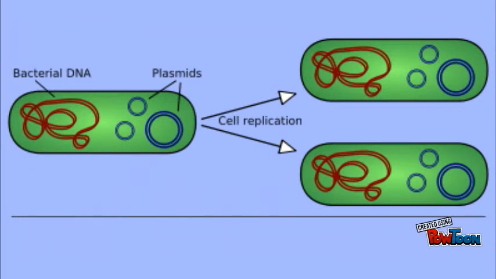The last step is that each cell containing a recombinant plasmid produces a colony consisting of millions of progeny bacteria with the same recombinant plasmid.